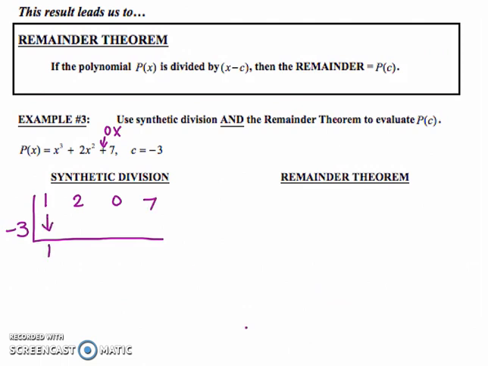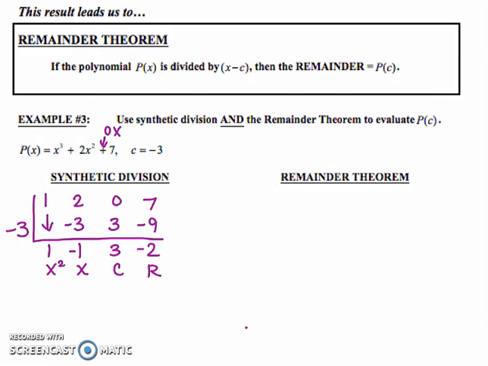I'm going to drop down the 1. Negative 3 times 1 is negative 3. 2 plus negative 3 is negative 1. Negative 3 times negative 1 is 3. 0 plus 3 is 3. Negative 3 times 3 is negative 9. 7 plus negative 9 is negative 2. This is my remainder, my constant, my x, and my x squared.